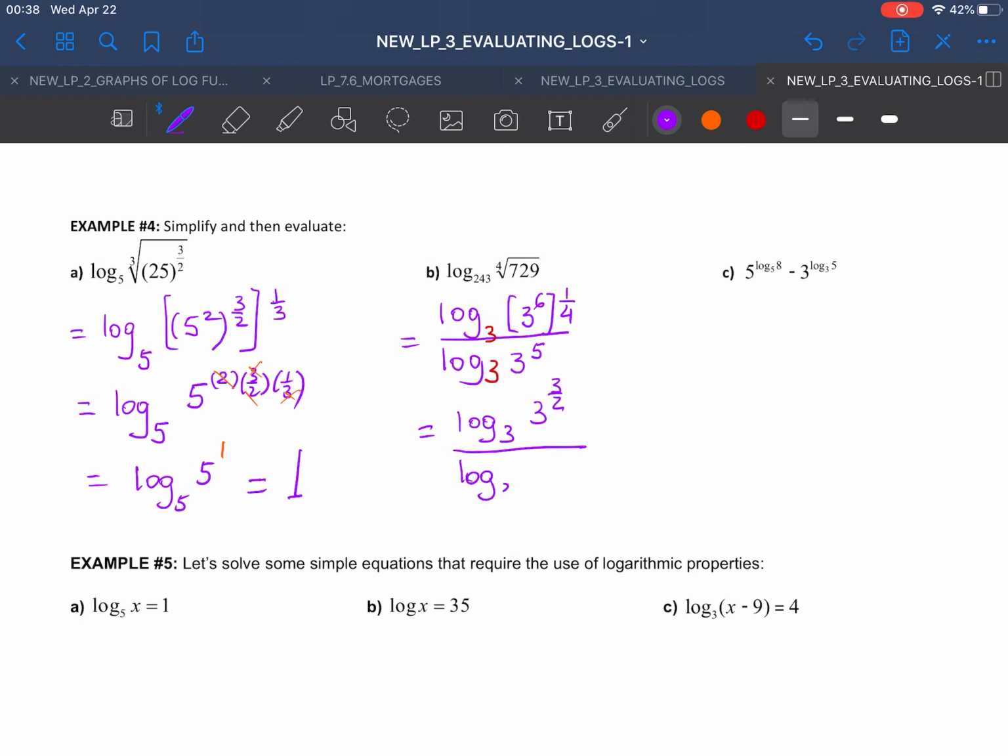Over log with base 3 of 3 to the power 5. So we're going to say these two will cancel, these two will cancel. And we end up with 3 over 2 divided by 5. So that would equal 3 over 2 times 1 over 5, or 3 over 10. That's the final answer.